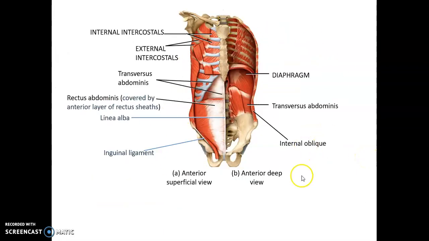So here's just another view of some of these muscles. Here's the diaphragm. Here are the external and internal intercostal muscles lying between the ribs. Again, here is the linea alba running down the midline, a fusion of the connective tissue structures coming off of the external oblique, internal oblique, and transverse abdominis. Here is the very deep transverse abdominis. Superficial to that is the internal oblique, and then superficial to that is the external oblique. And then, of course, here is the rectus abdominis.